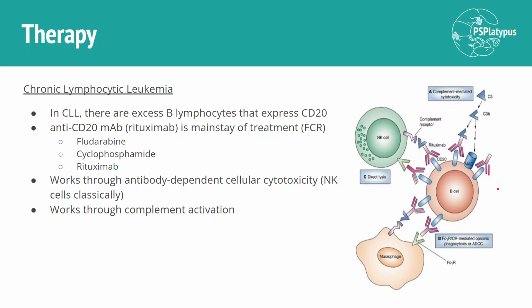There are two ways by which it works. It works through antibody-dependent cellular cytotoxicity, which is a fancy way of saying this rituximab will bind to something like an NK cell classically. It can be other things like neutrophils or macrophages, anything that will kill the cell. So the Fc segment will bind to the NK cell and then trigger it to kill the B cell. It also works through complement activation, which does the membrane attack complex, C3b in this picture, which then kills the cell.